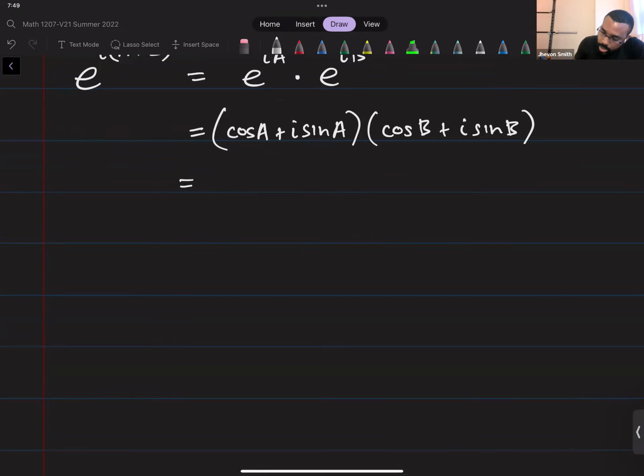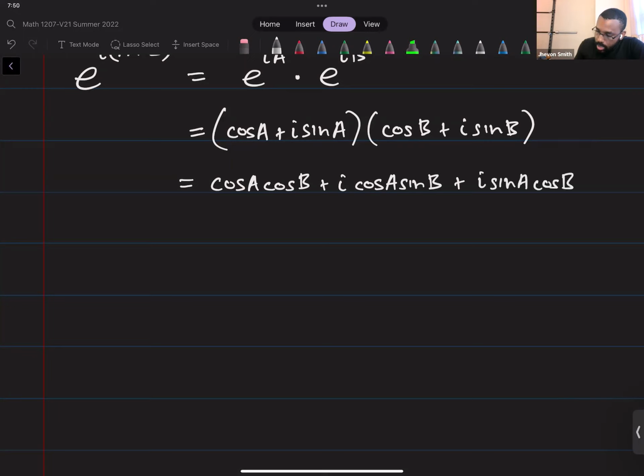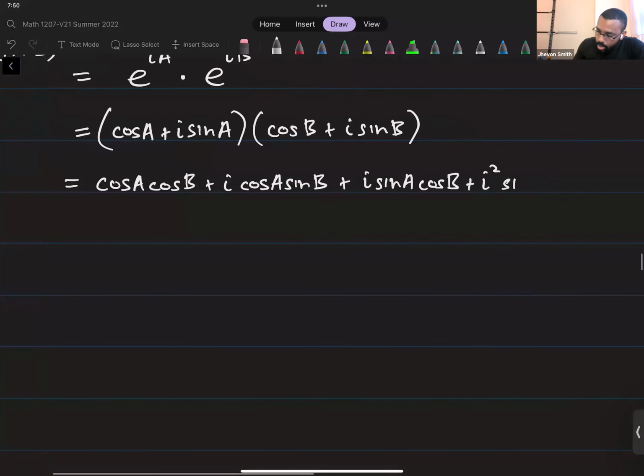So take the cosine A, multiply everybody in the second one. So cosine A cosine B plus i cosine A sine B, plus, take this i sine A, multiply everyone in the second parentheses: i sine A cosine B plus i squared sine A sine B. Now, of course, i squared is -1.